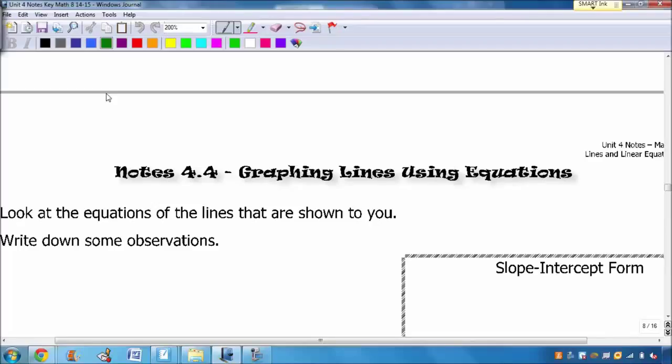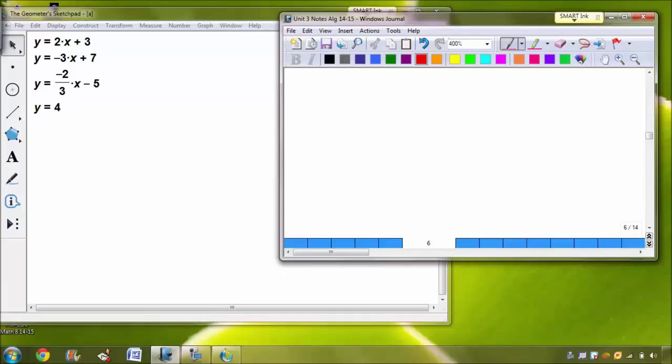All right, notes 4.4 are on graphing lines using equations. If you see on your paper, it says look at the equations that are shown to you, and then it also says write down some observations. Please listen very carefully. I will not be writing down any observations. It is your responsibility to make sure you fill out the observations that you notice. So it will be blank on my screen. It will not be blank on your page. You're going to be responsible for filling out the information.